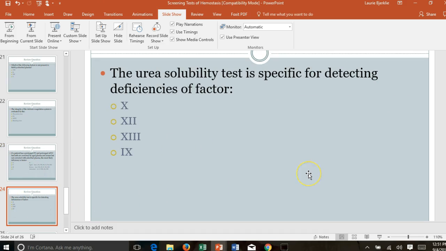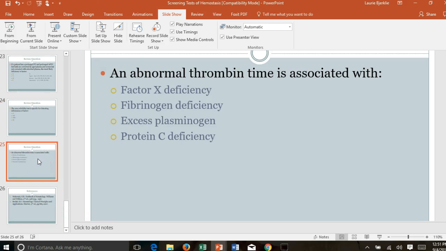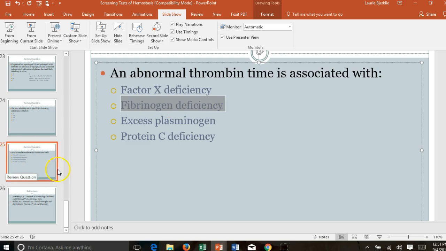Okay, going to the next question. The urea solubility test is specific for detecting deficiencies of what factor? And that again should be factor 13. An abnormal thrombin time is associated with what? Again, thrombin time is all about measuring the conversion of fibrinogen to fibrin. So it's all about fibrinogen. And so if it was abnormal, you're probably deficient in fibrinogen out of these choices.